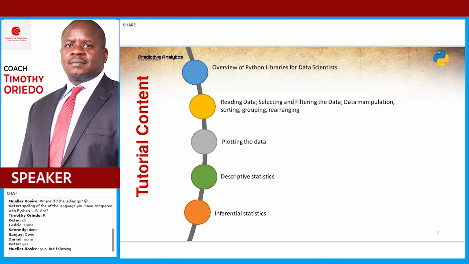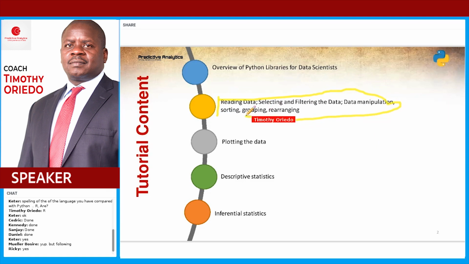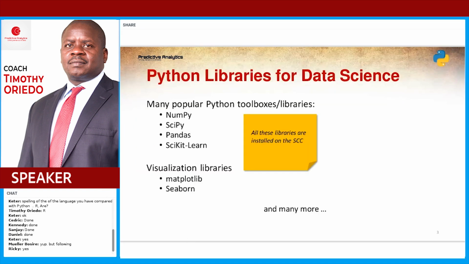Very quickly, just to run it through, we'll be looking at an overview of Python libraries for data scientists, and then how to read data, selecting and filtering, data manipulation, sorting, grouping, and rearranging. On the 27th, when we have our next session, we'll be focusing on this part. Then we'll be looking at descriptive statistics and then inferential statistics. These are the components we'll be delving into when we go into Python for data sciences.